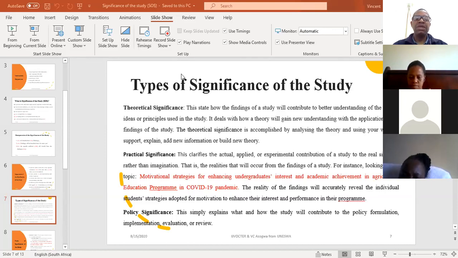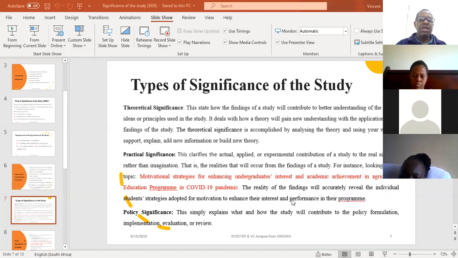Now, the third one is policy significance. In this case, you are going to explain what and how your study will contribute to policy formulation, policy implementation, policy evaluation, or policy review. So that is what this one is talking about.